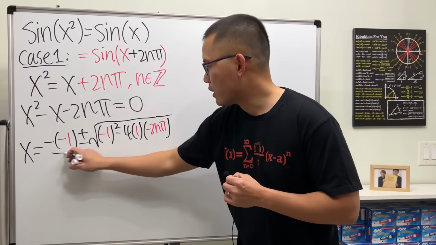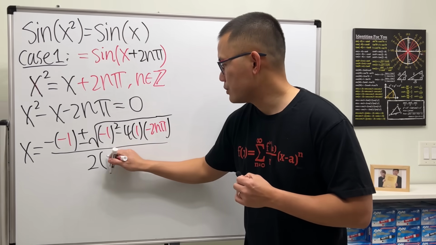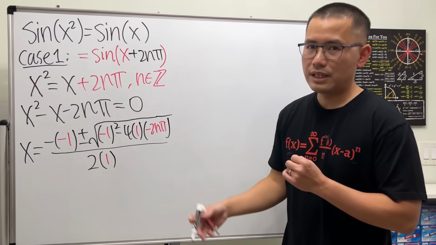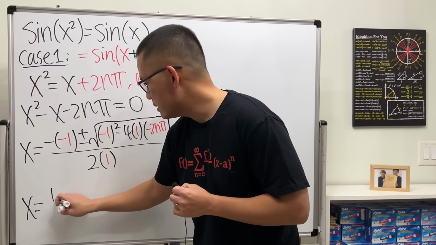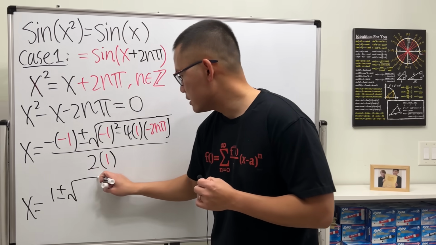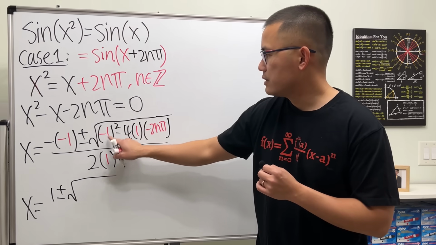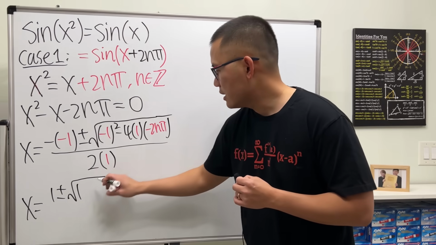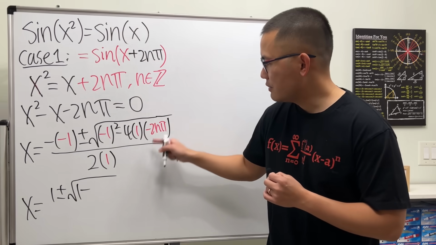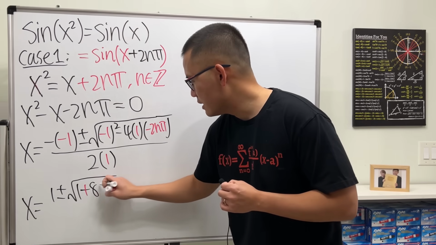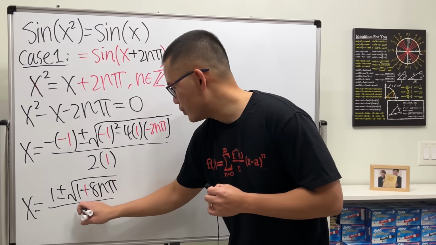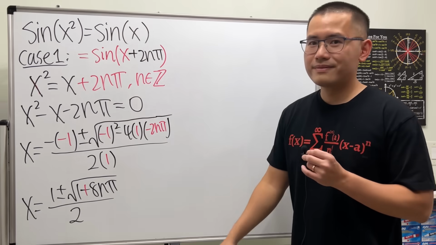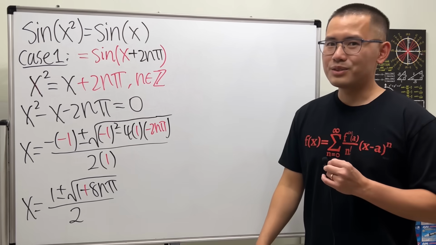And then all over 2 times a, which is 1. And then we just have to clean this up a little bit. So x equals 1 plus or minus square root of, this is 1, negative 4 times negative 2 is positive 8, and then we have the n pi left, all over 2 times 1, which is just 2. So yeah, that's case 1.